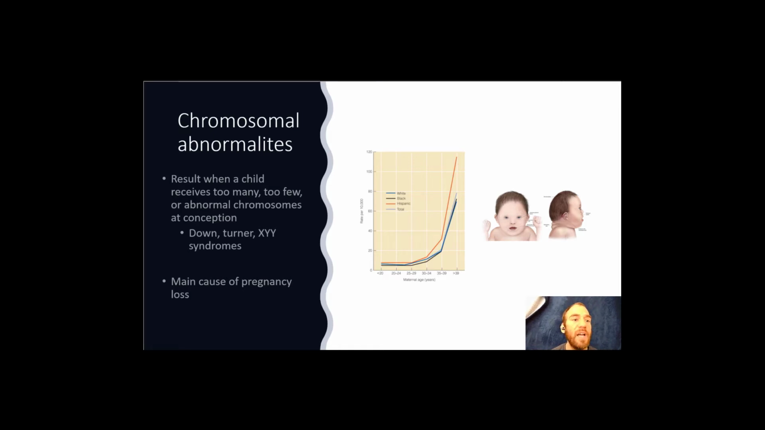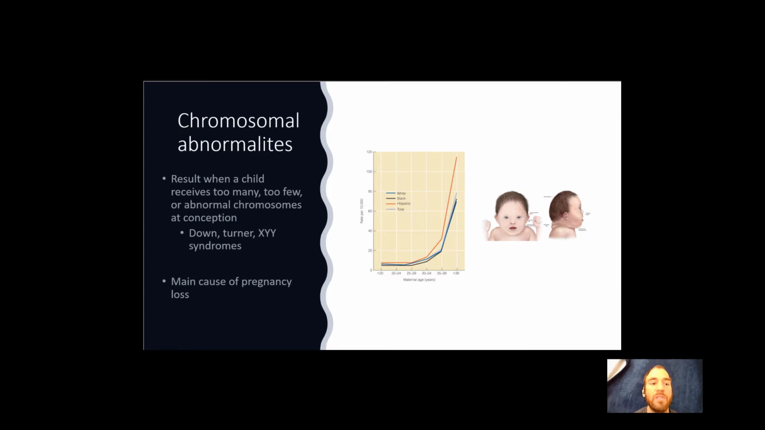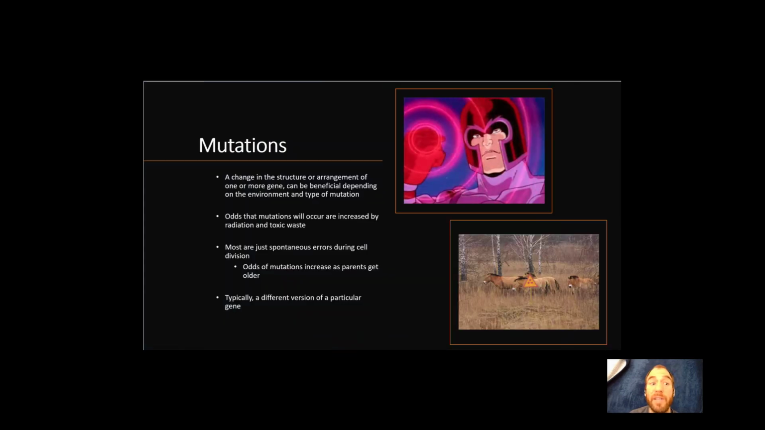Chromosomal abnormalities result when a child receives too many, too few, or abnormal chromosomes at conception. Down syndrome, Turner syndrome, XYY syndrome, and a main cause of pregnancy loss. So pretty straightforward. You receive too many or too few chromosomes, and then you're at risk for neonatal death.